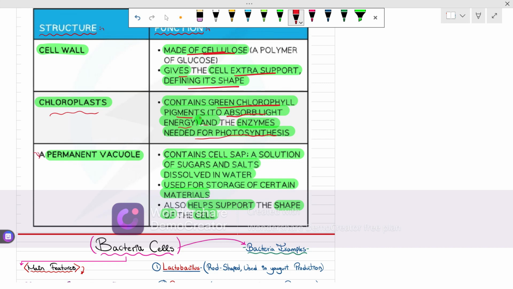The third one is the permanent vacuole. The permanent vacuole contains cell sap, a solution of sugars and salts dissolved in water, used for the storage of certain materials, and it also helps support the shape of the cell.